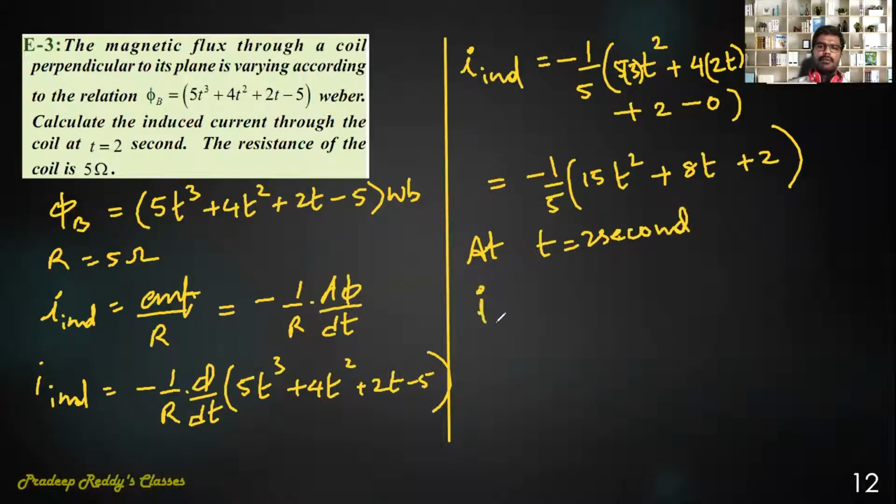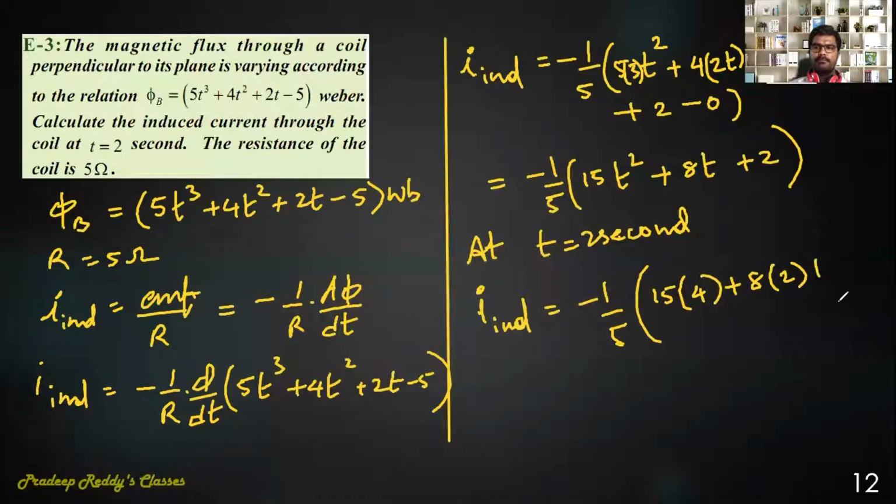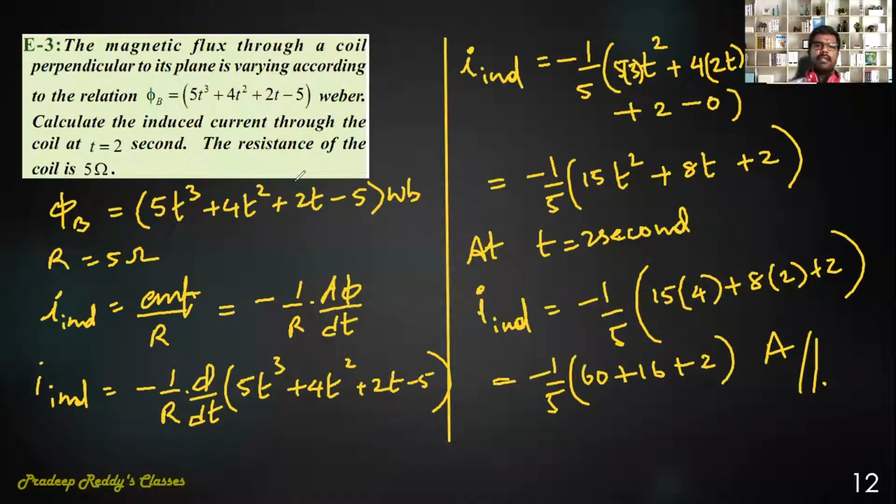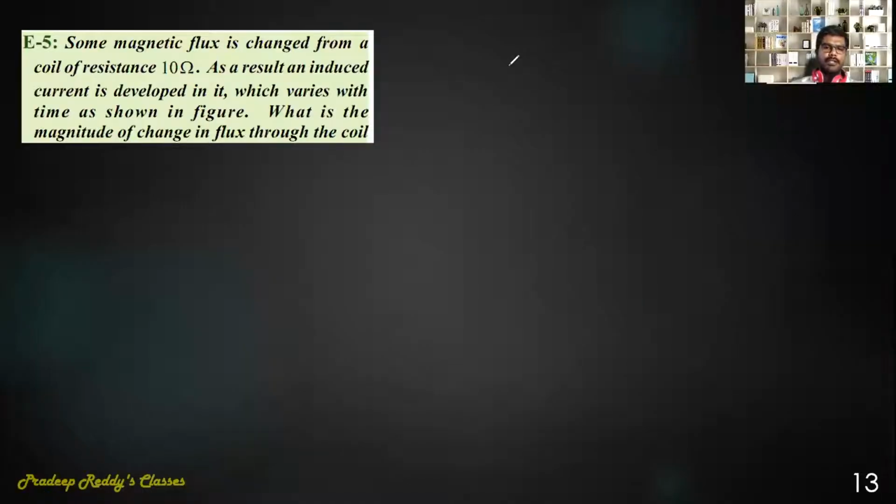I induced will be equal to minus 1 by 5 into 15 into 4 plus 8 into 2 plus 2. This is minus 1 by 5 into 60 plus 16 plus 2, and this is in ampere. That is the final induced current in the circuit. Next question.